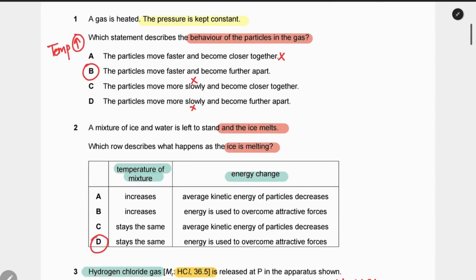A mixture of ice and water is left to stand and the ice melts, which also indicates it's a melting process. Which describes what happens as the ice is melting? Over here they have given us temperature of the mixture and energy change. As you all know, the temperature remains the same, so we can write stays the same. So we have two options here, C and D. Let's see for the energy change. Average kinetic energy of particles decreases. No, it doesn't actually. And energy is used to overcome the attractive forces. Yes. So the final answer is D.